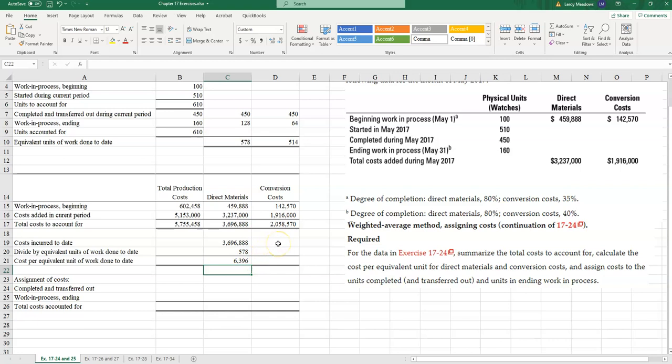Now let's do the same thing for conversion costs. Let's get a cost per equivalent unit of work done to date. I'm going to take my total cost to account for, and I'm going to divide that by the equivalent units of work done to date, which was 514. We computed that up here. So when I divide that out, my cost per equivalent unit is going to be $4,005. My total cost incurred to date divided by my equivalent units of work done to date for conversion costs. And actually, let me format that in dollars here.